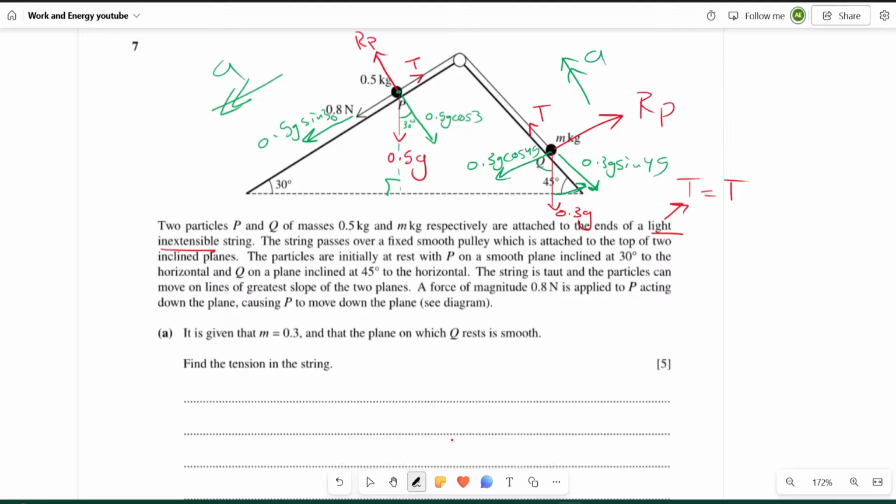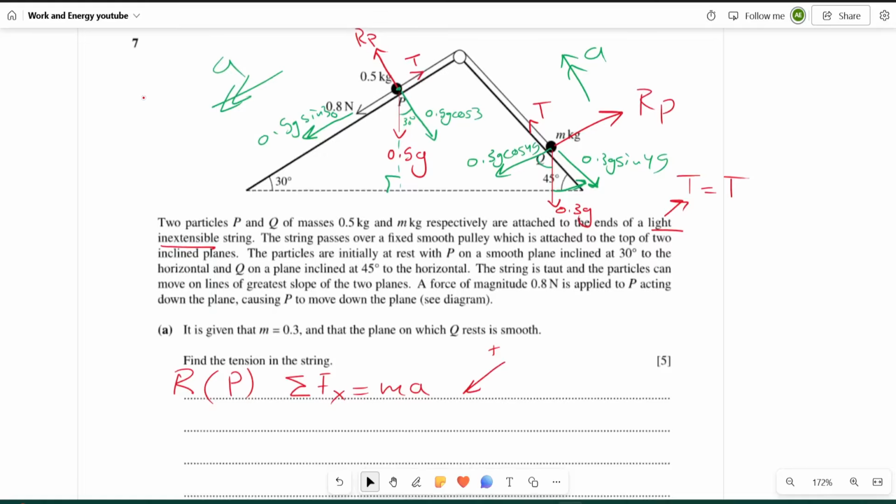Now, to find the tension, let us get two equations. Let's resolve particle P first, okay? Taking always the direction, we're going to apply Newton's second law. So sigma f of x, we're taking this x direction first, equals mass times acceleration, taking down the plane as positive. Why down the plane as positive? Because we always copy the acceleration direction. If the acceleration is downwards, then downwards is the positive direction that we should choose.